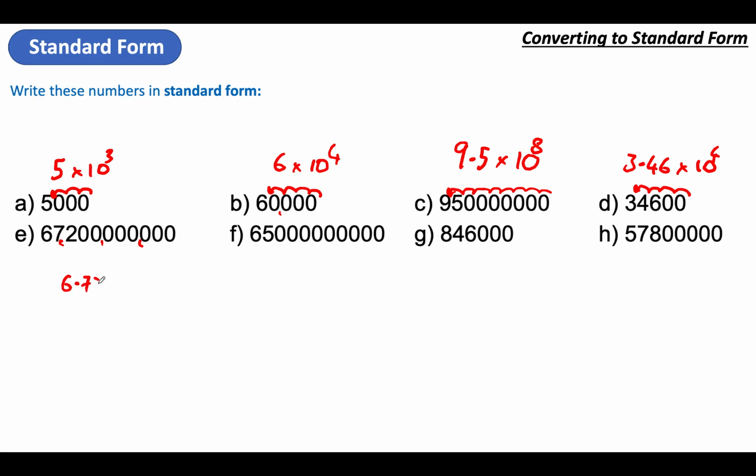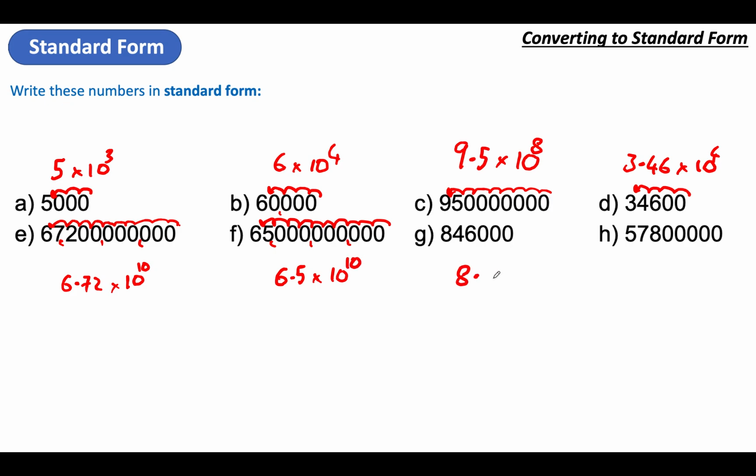But 6.72 is the decimal part, times by 10 to the power of 1, 2, 3, 4, 5, 6, 7, 8, 9, 10. Times 10 to the power of 10. Next, 6.5 times by 10 to the power of 1, 2, 3, 4, 5, 6, 7, 8, 9, 10 again. 6.5 times 10 to the power of 10.